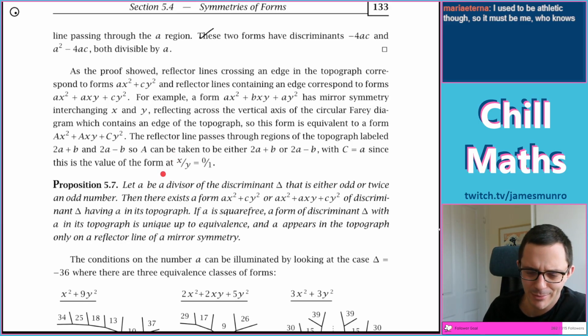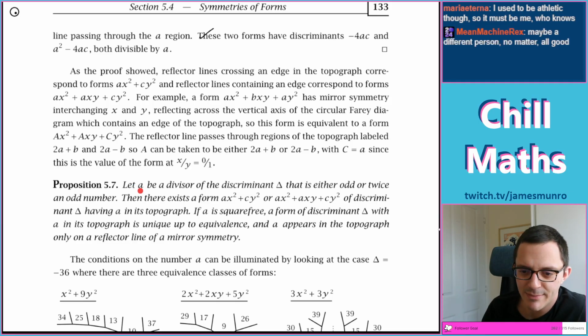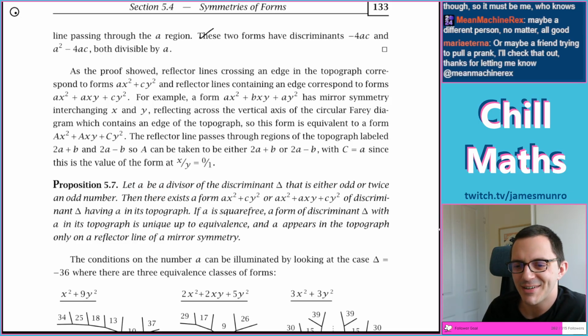Not that bothered yet. What's proposition 5.7? Is it going to be the sort of converse? Let A be a divisor. Ooh, these A's are slightly different fonts. Look, this is maths A, this is text A. A divisor of the discriminant that is either odd or twice an odd number. Fun start. Then there exists a form like this of discriminant delta having A in its topograph.